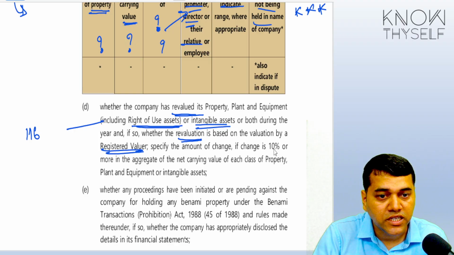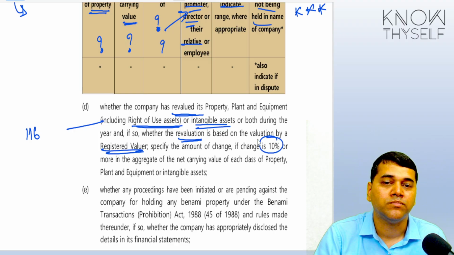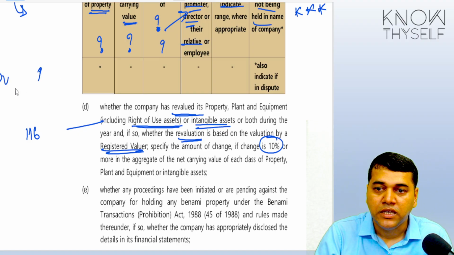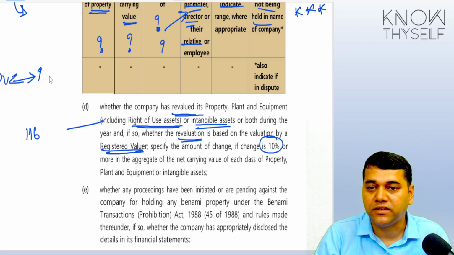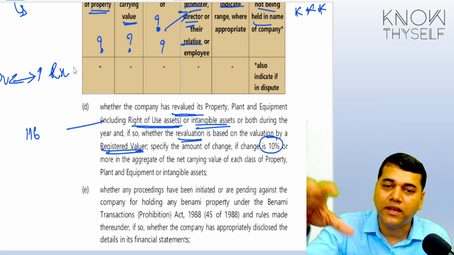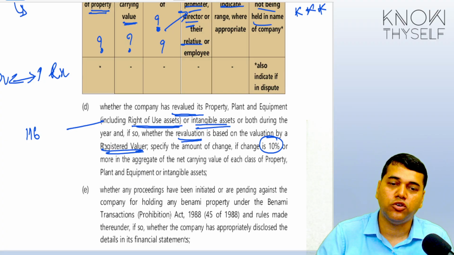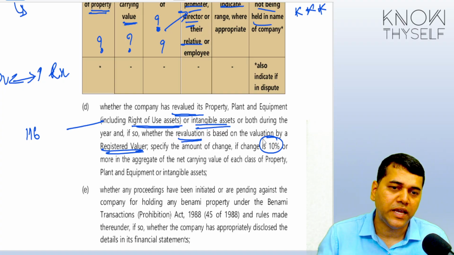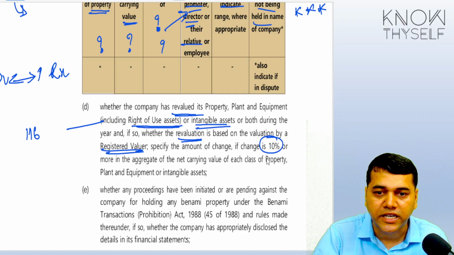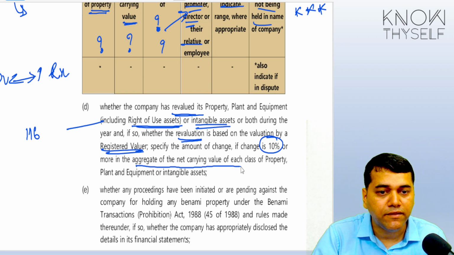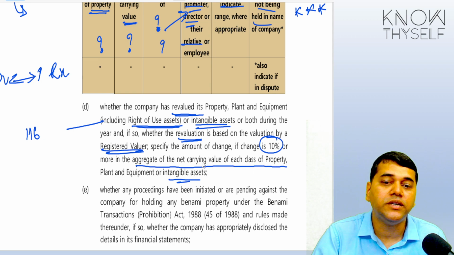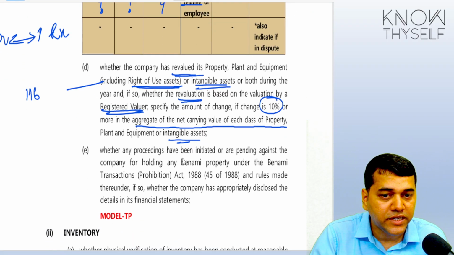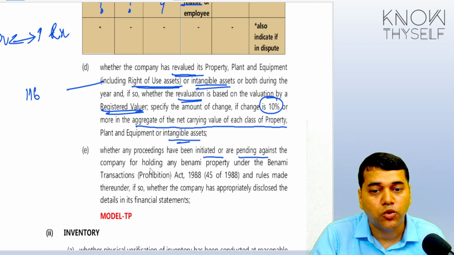Specify the amount of change if the change is 10% or more. See, because you have done the previous valuation, this year also you have done the valuation. If the amount is substantially different, that is the risk now. That means some assets value has got eroded. Now, what is the threshold for me? 10%. So up to 10% changes, you need not talk about it. But if any assets value has substantially eroded more than 10%, the aggregate net carrying value of each class of property should be disclosed.